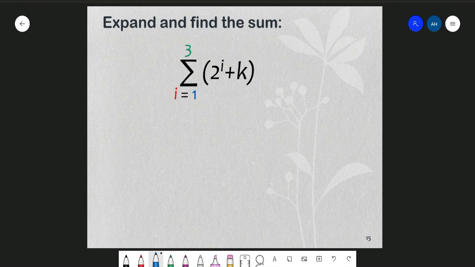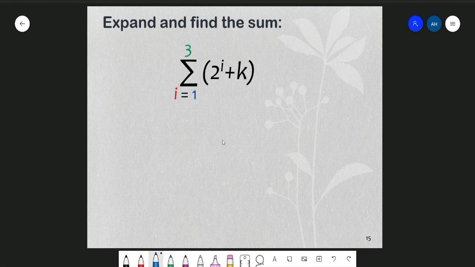The next problem here, we have the sum of 2 to the power i plus k in brackets, i starting from 1, and the last number must be i equal to k. So in this case, we have two variables in this summation notation: we have i and also we have k. But look here, we have i equal to 1, meaning we have to replace i and leave k as it is. We should not substitute k with any number.